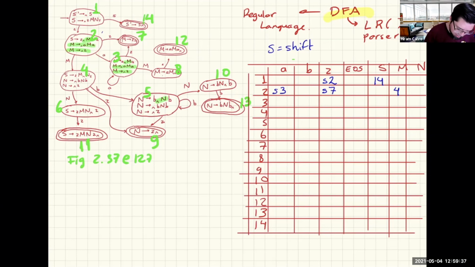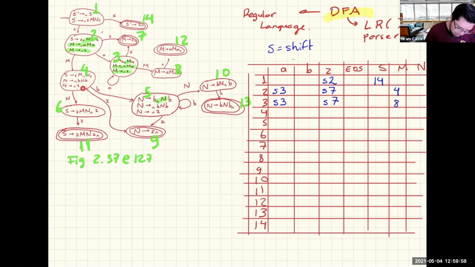For state number 3, if we have an A, we will shift and stay at number 3. If we have a Z, we shift and go to number 7 as well. And if we have an M, we move to number 8.